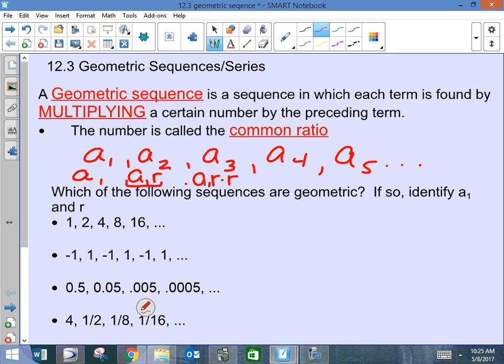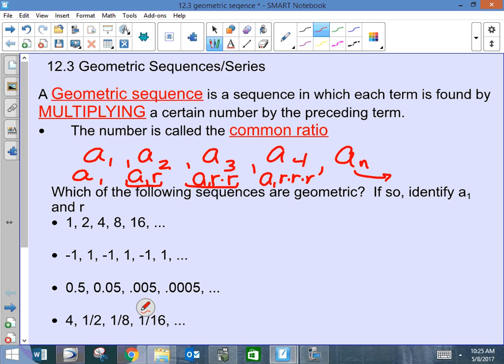A4 is taking A3 and multiplying it by another R. You see the pattern of the number of R's and the number of terms. Okay, so what does A(n) look like?